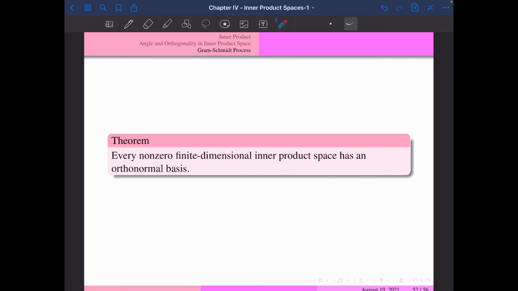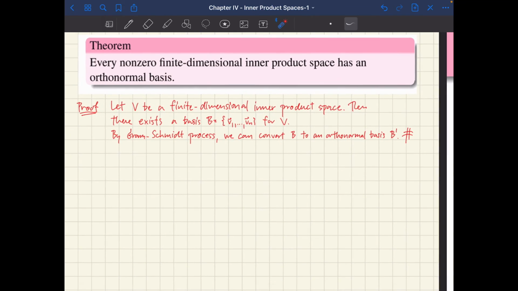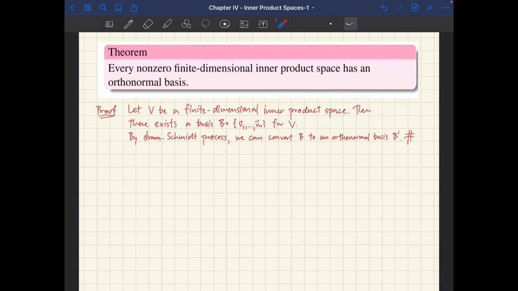Okay, and the proof is very easy. The proof is three lines. We let V be a finite dimensional inner product space, and we already know that every vector space has a basis B. We use the Gram-Schmidt process to convert B to an orthonormal basis B prime. That's all. So we will move to the next example.